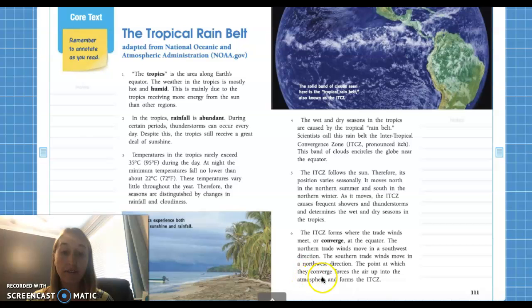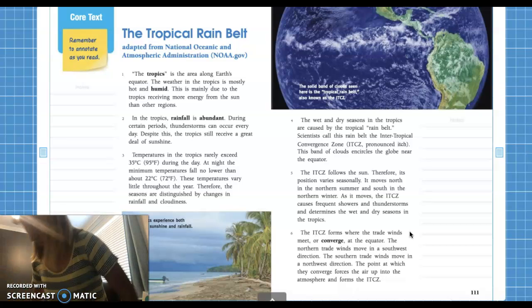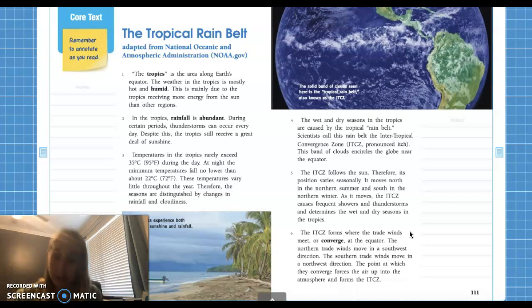The point at which they converge, where they meet, forces the air up into the atmosphere and forms the ITCZ, or the itch. So that belt around the Earth, around the equator, okay? You know how we wear a belt around our waist, right? It's a circular motion around the middle of our body. So you can think of these clouds coming together at the equator as the Earth having a belt, which is kind of silly. But that's what it is.